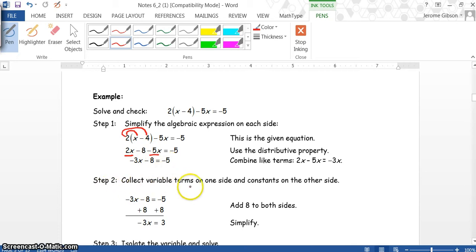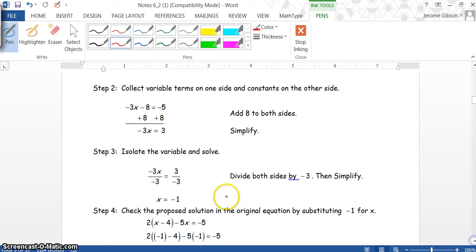Now step 2, collect variable terms on one side and constants on the other. So that's basically this. We want x on one side and all of the numbers on the other side. So first thing we would do here, we would add 8 to both sides. And that will leave us with negative 3x equals negative 5 plus 8, which gives us positive 3.